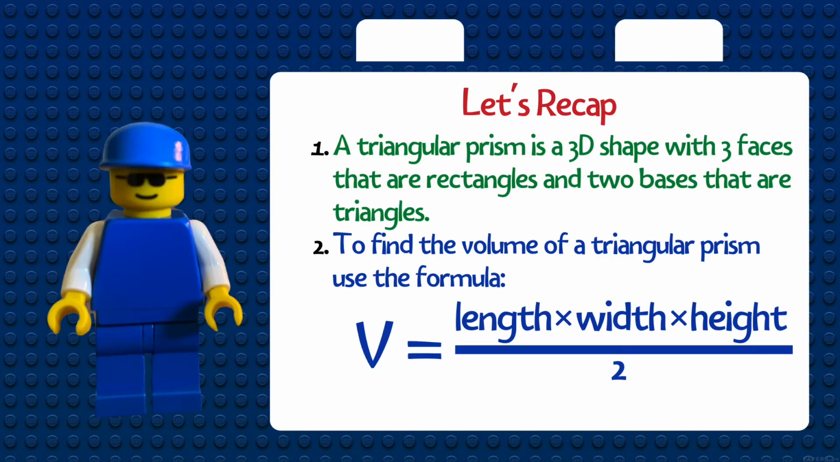So let's recap. A triangular prism is a 3D shape with 3 faces that are rectangles, and the 2 other faces, or 2 bases, are identical triangles. And to find the volume of a triangular prism, we use the formula: length times width times height divided by 2. So I hope this has helped you with triangular prisms.